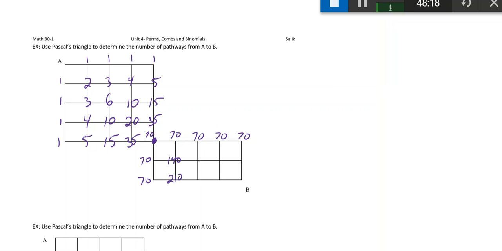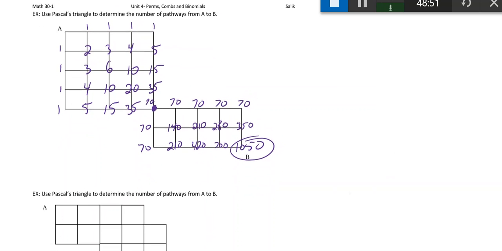So then 210, 420, 280, 280, 700, 350, and then 1050. Okay, and we did do those type of problems using permutations, right? So we could have done it that way, but this way is simple enough if you get good at it.